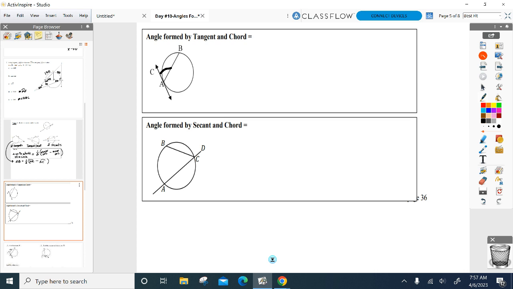Is it outside? No, right? You'll hear me say a tweener, like between. You like that, Spence? I know you did. It's kind of in between, like half of it's on the outside, half of it's on the inside. It's a tweener. If that's the case, formed by a tangent and a chord, I take half its arc measure.